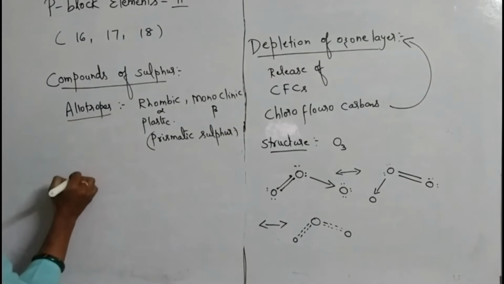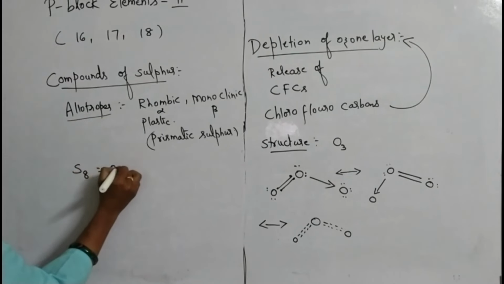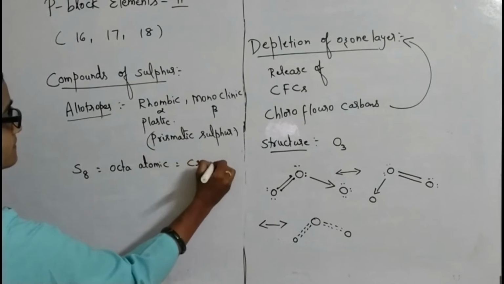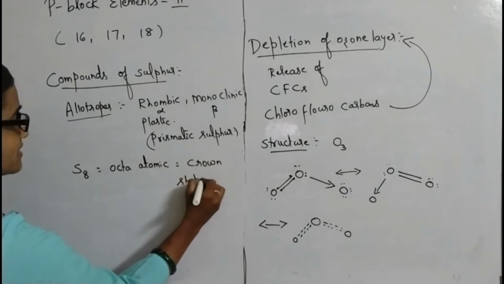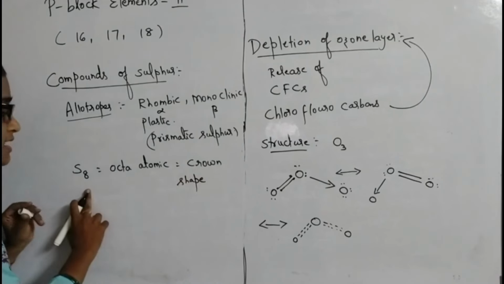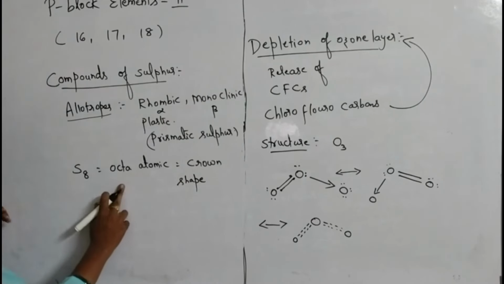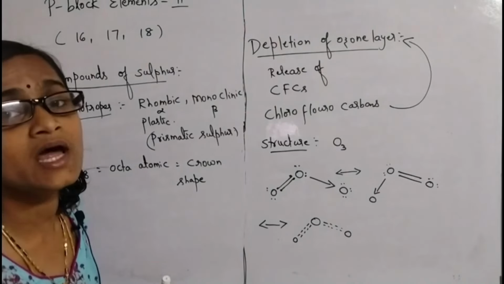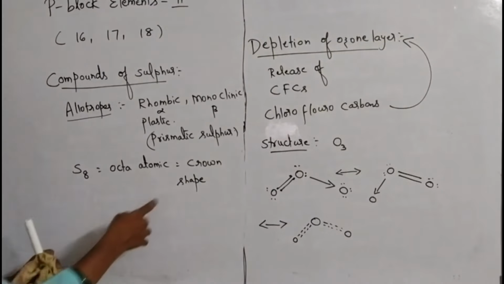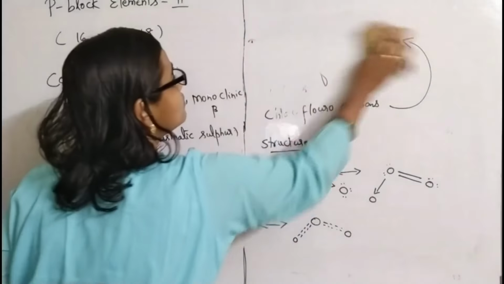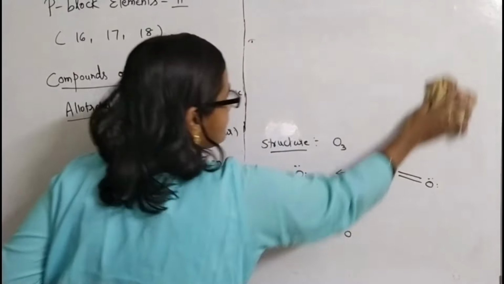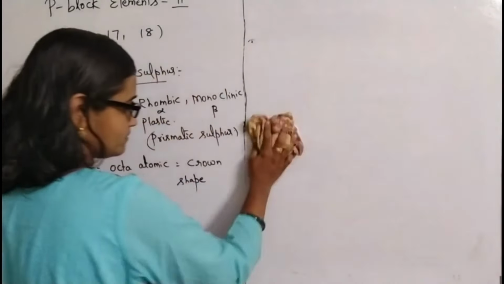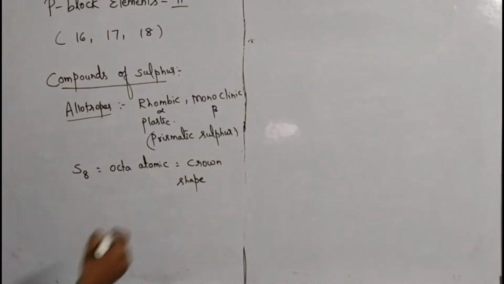You all know that sulfur exists as an octaatomic element, S8, and it has a crown shaped structure. Sulfur and even selenium are both octaatomic elements with crown shape. Please remember that point. That means all 8 sulfur atoms are in the form of a crown shape. You might have learnt this even in your lower classes.